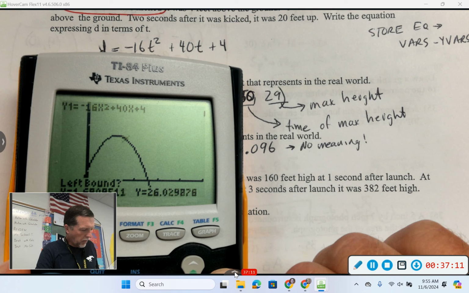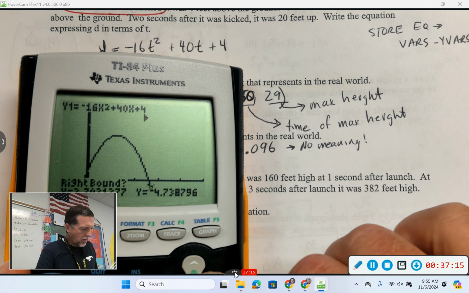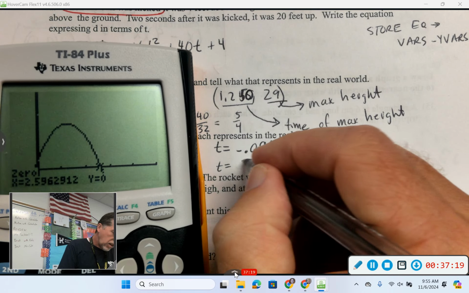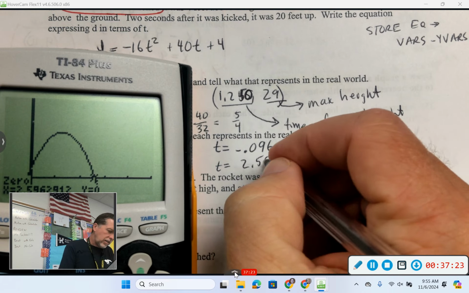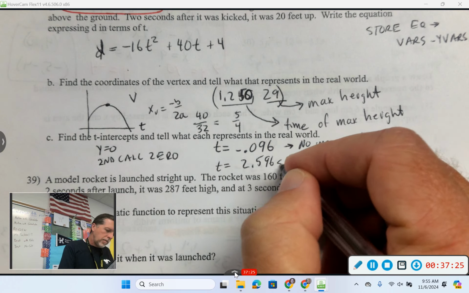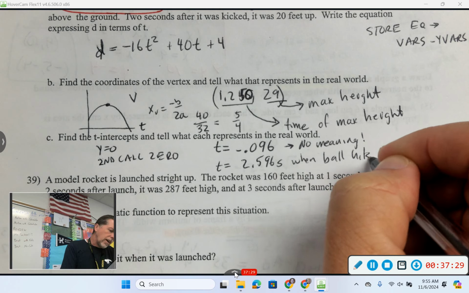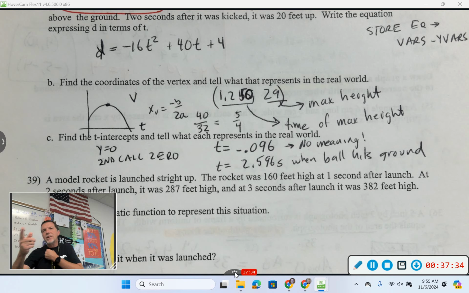So left bound, right bound, guess. 2.596 seconds when the ball hits the ground. Or you could be fancy and say the hang time of the ball. On this calculator, it just rounds it out, so I just did 2.6.